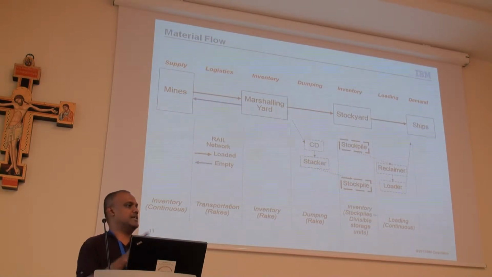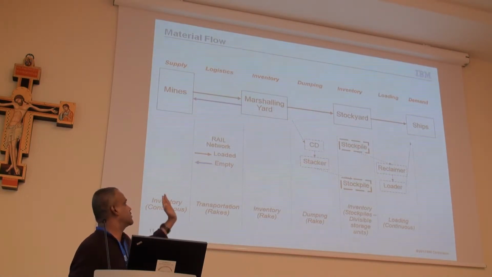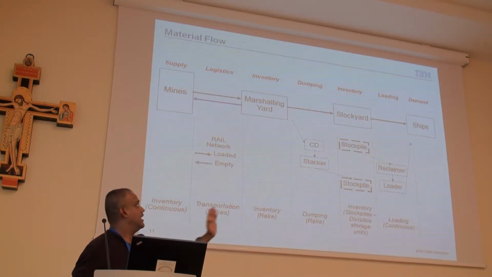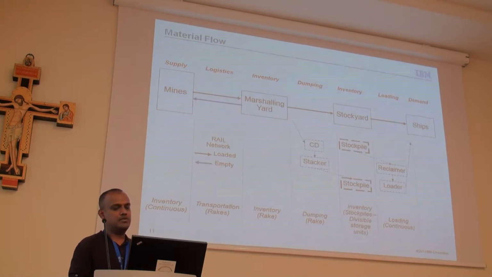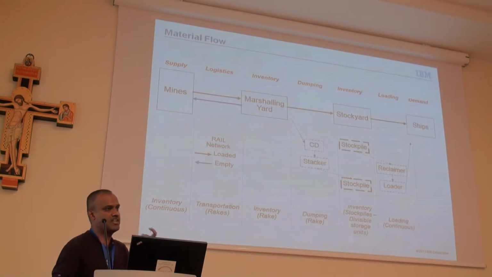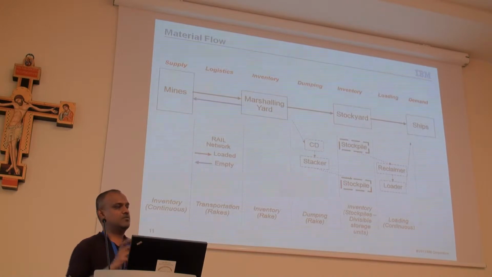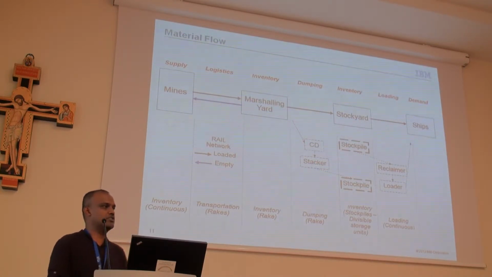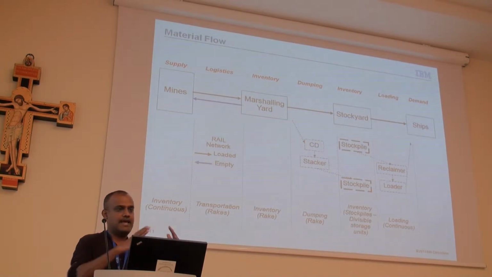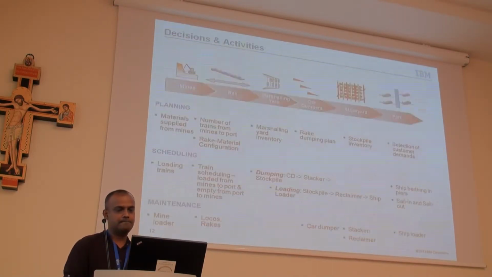Then there are two activities that happen at the stockyard. One is called dumping, where from the train you put it onto the stockpile, and the other is loading, where from the stockpile you put it onto the ships. There are several issues here, basically because the stockpile is shared, and many times the stacker and reclaimer are the same equipment. They just work in different modes. There will be a lot of access restrictions with respect to which stacker can access which stockpile. And one more thing is that multiple materials are flowing through here, not just a single material. So the stockpiles have different spaces for putting these materials.